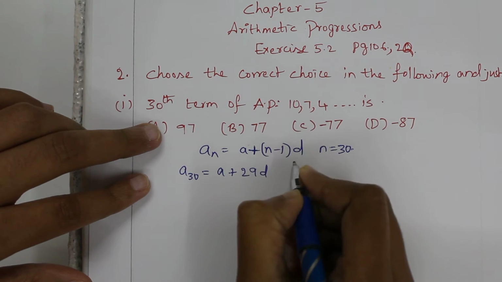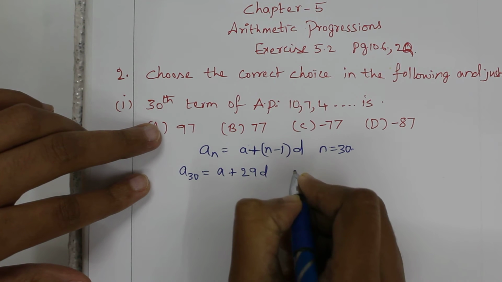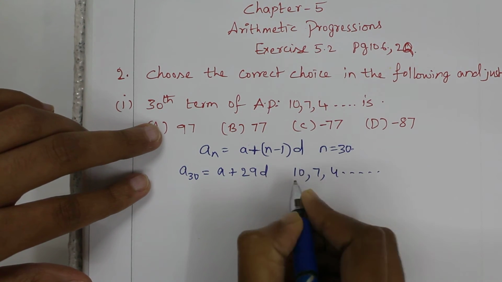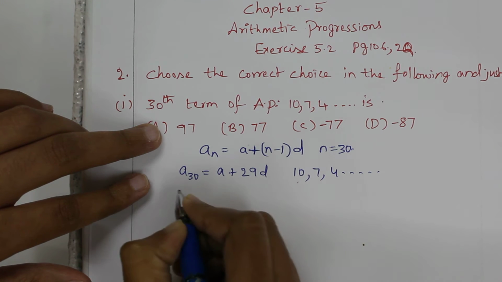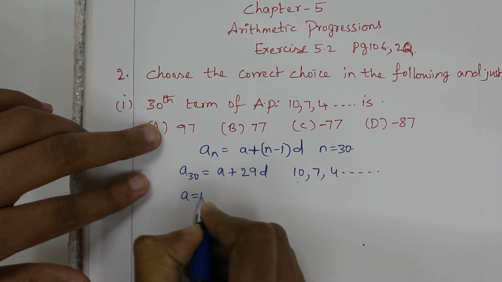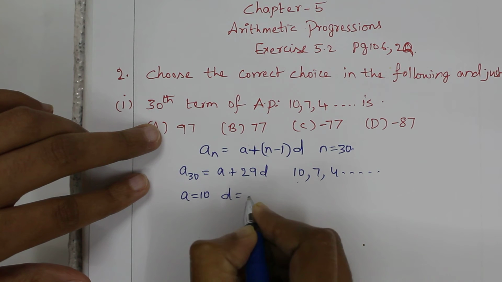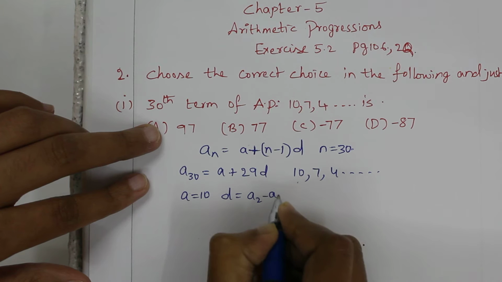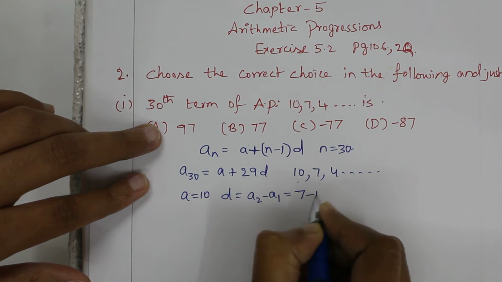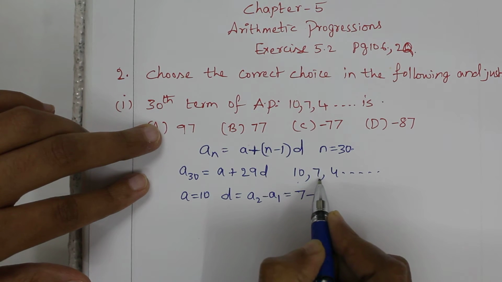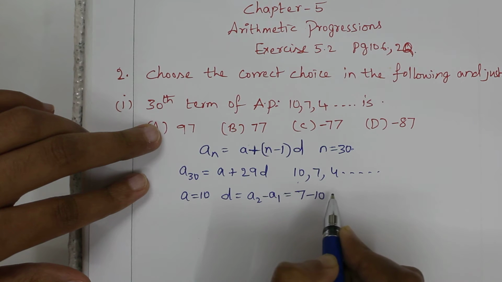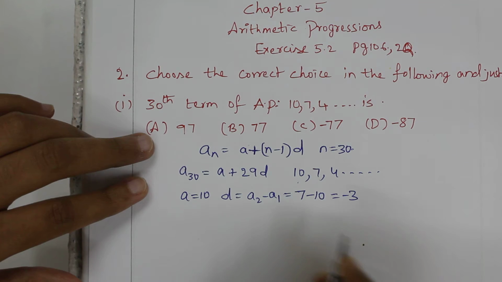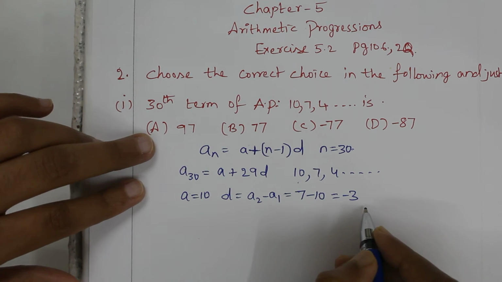What is the first term in the series? The series is 10, 7, 4 and so on. So what is the first term in this series? A is equal to 10 and d is equal to, what is the common difference? D is equal to a2 minus a1, that is equal to 7 minus 10. The second term minus first term gives the common difference. So 7 minus 10 is equal to minus 3. So I got the common difference minus 3.